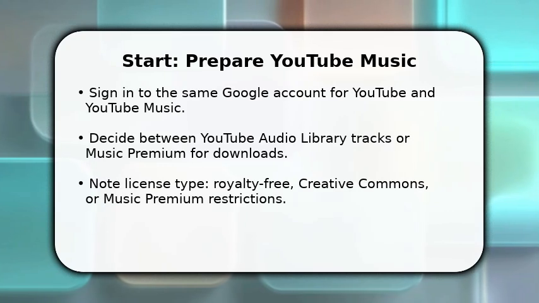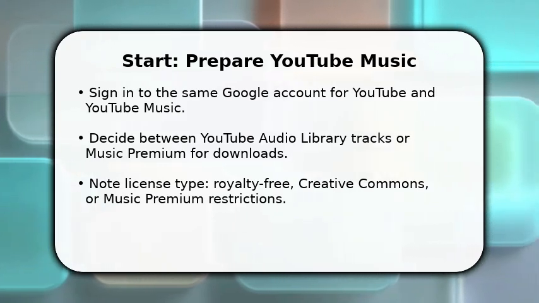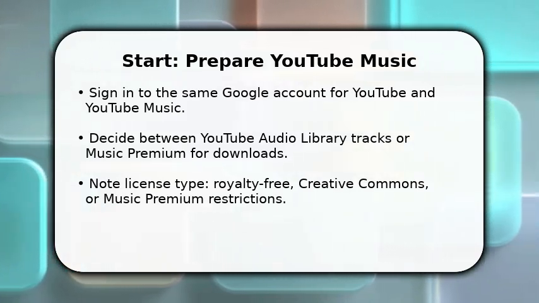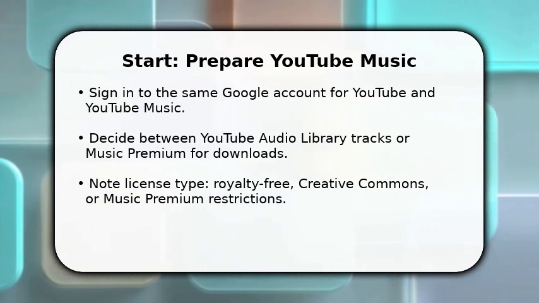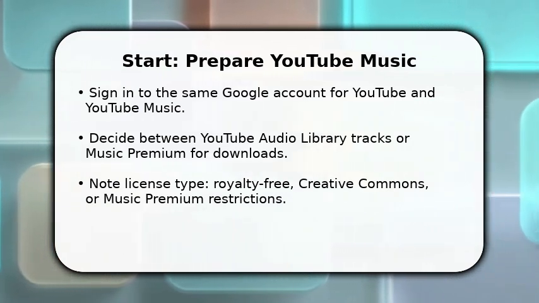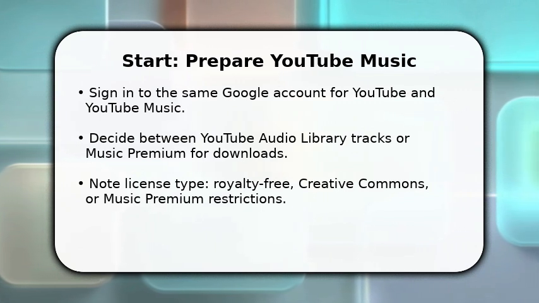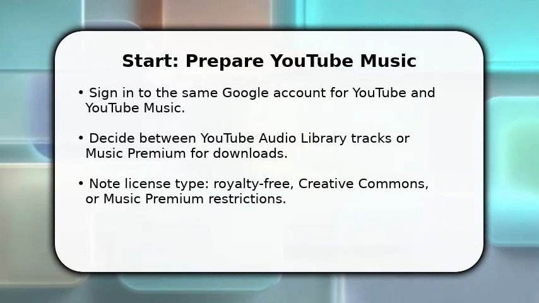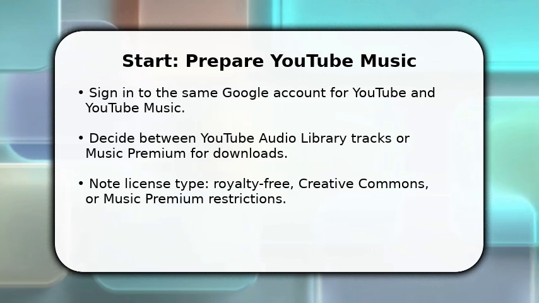You start by making sure you use the same Google account for YouTube and YouTube Music so permissions align. Once signed in, open YouTube Music and choose whether you'll use free audio library tracks or music premium content. This matters for downloads and monetization.